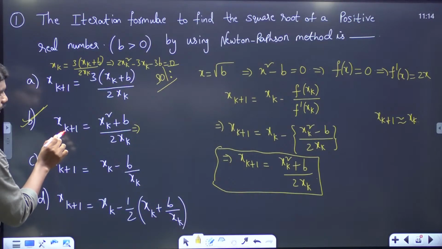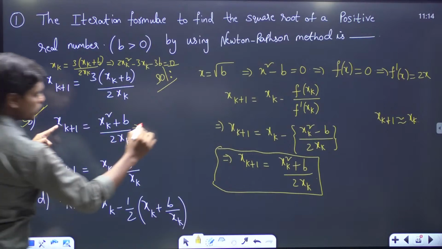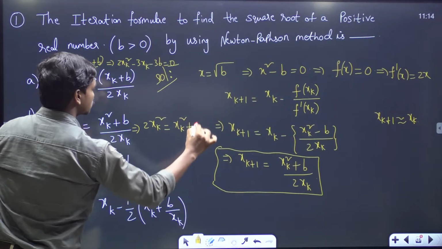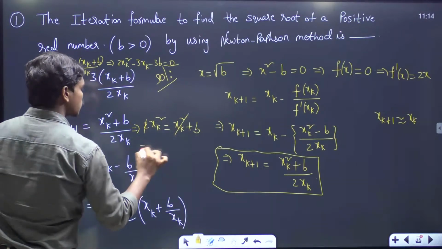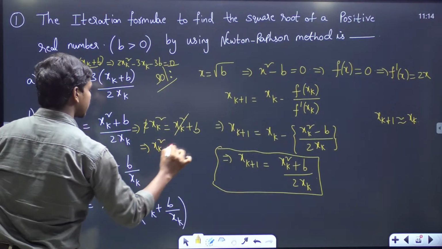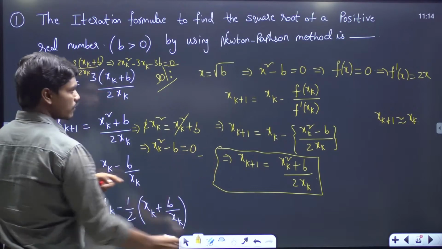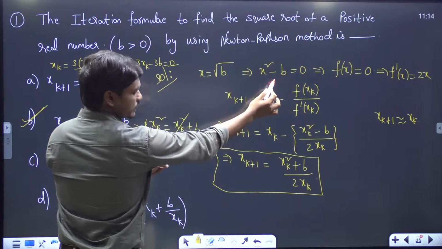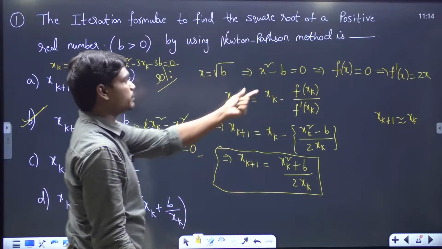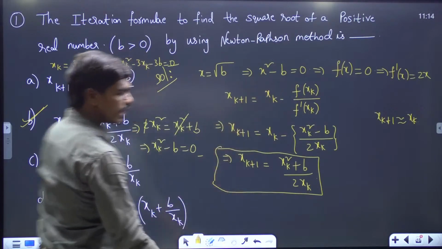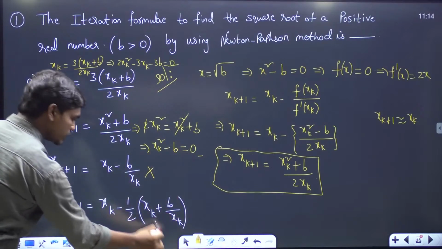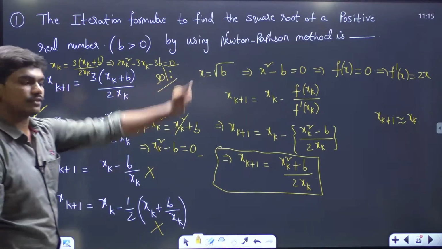If you put xk here, if you multiply these two, 2xk square is equal to xk square plus b. So you can cancel one xk square here. So the final answer is xk square minus b is equal to 0. Now, are these two equations same? xk square minus b and x square minus b. Again, if you check for this, you won't get this equation x square minus b, and for this also you won't get this equation x square minus b.